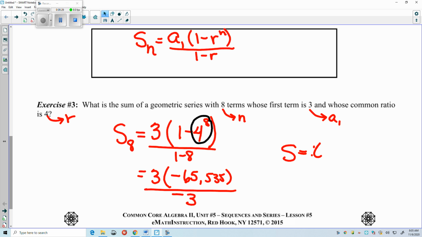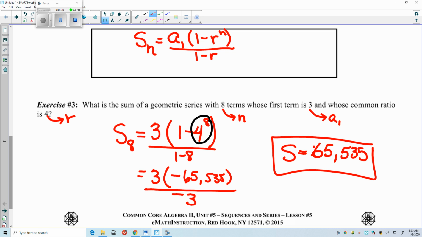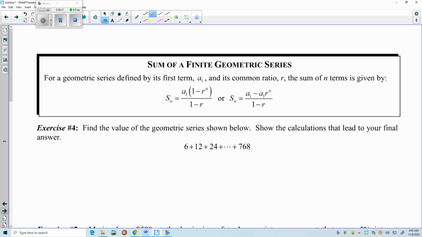How about we'll try that again, 65,535. And it's positive again, watch your signs. Okay. So looking at the sum of a finite geometric series.